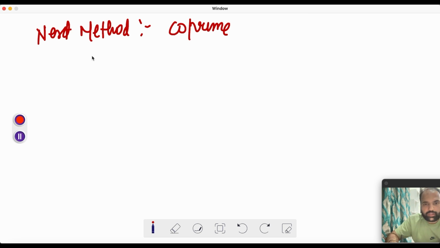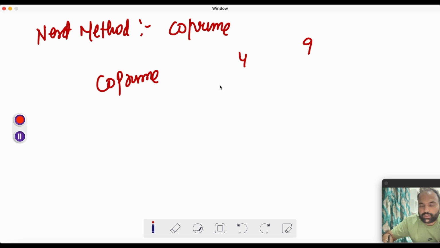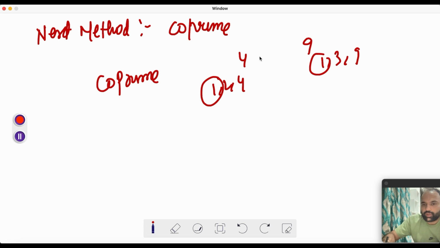So the next method is about co-prime. Before we go ahead, we need to know what co-primes are. So let's say 4 and 9. If we talk about what is in common, 1, 2 and 4 are the factors of 4, and 1, 3 and 9 are the factors of 9. So what is common? Only 1 is common. So 4 and 9 are co-prime.